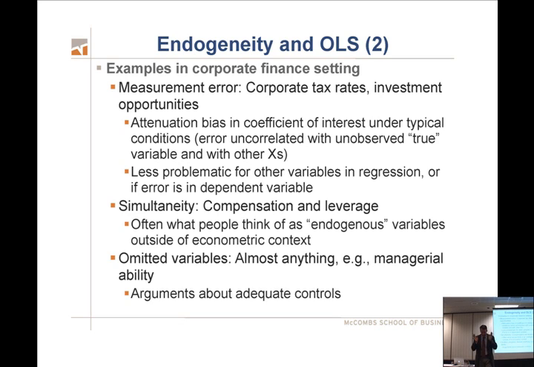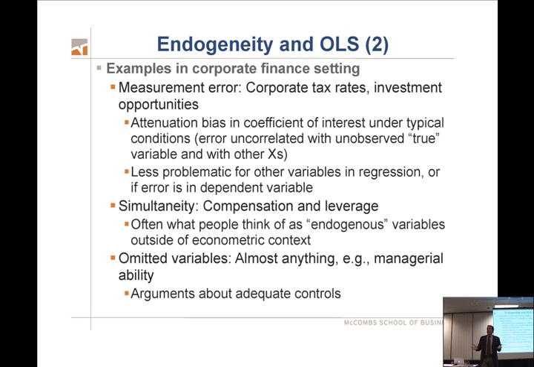It's less problematic for other variables or if the error is an independent variable. So what I mean by that is that if the errors are truly orthogonal to the other x's in the regression, it's not going to contaminate. Okay, you're going to screw up your one coefficient you care about, but it's not the case it's going to be traced through to all the other coefficients. Okay, so it affects this one, but not the others. If the measurement errors are correlated with the other x's, then all bets are off, and it could screw everything up too. Okay, simultaneity is another issue we talked about.